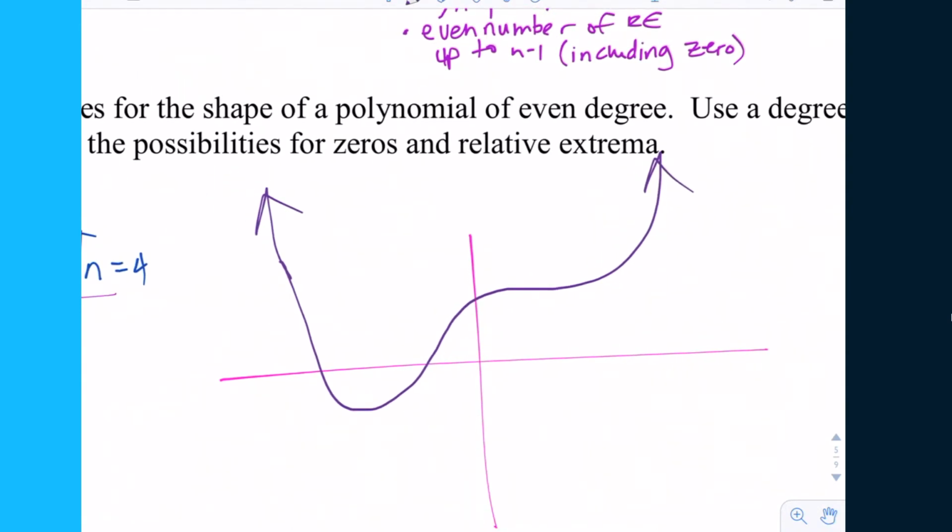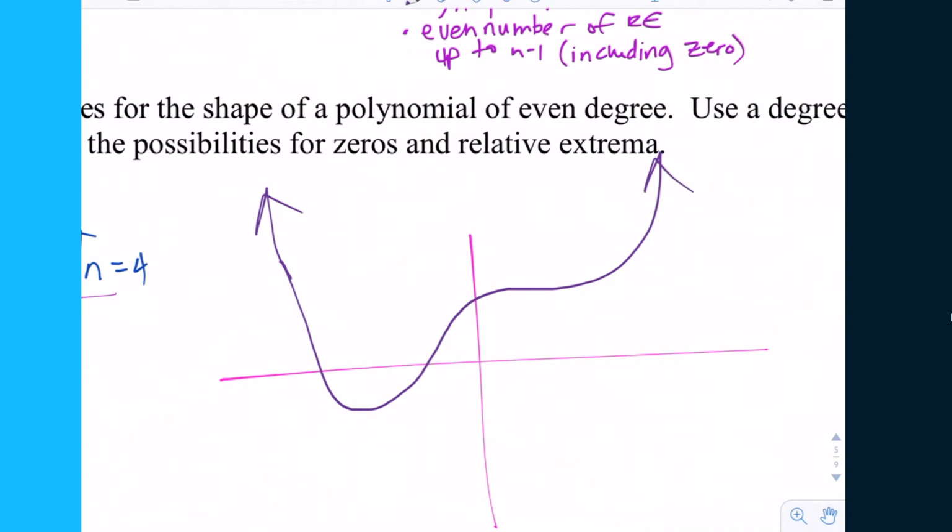Okay, now looking at that right there, how many turning points did that have? How many relative extrema? It just has 1, right? And only 2 x-intercepts. Is that a parabola? Is that a quadratic? Heck no, right? There's no way that's a quadratic.